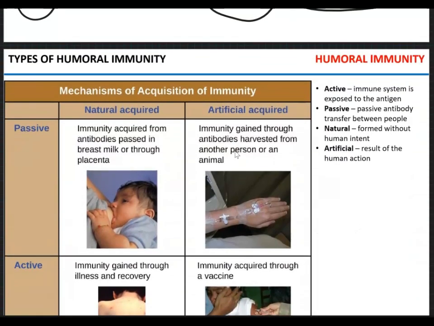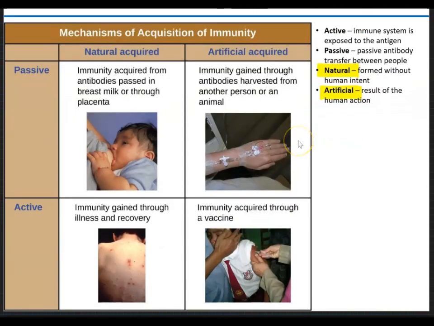Humoral immunity can be classified based on how it is acquired and whether or not the person sees an antigen. If it's acquired naturally, so I'm talking about infection or breastfeeding, it's natural immunity. If you need human action, vaccination or intravenous immunoglobulin, okay, that's artificial.